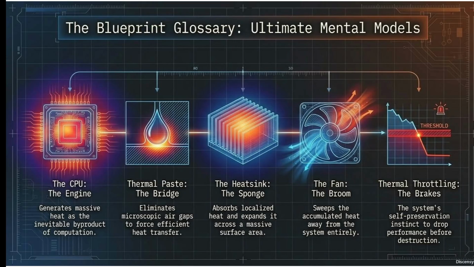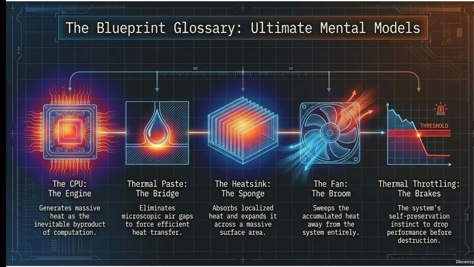The blueprint recap. Let's get to know the total overview once again, like the breakthrough. First we have the CPU, which is the engine, which generates massive heat as the inevitable byproduct of computation. Then we have the thermal paste, which is the bridge, which eliminates microscopic air gaps to force efficient heat transfer. Next, we have the heat sink, which absorbs localized heat and spreads it across a massive surface area. The fan, which sweeps the accumulated heat away from the system entirely.